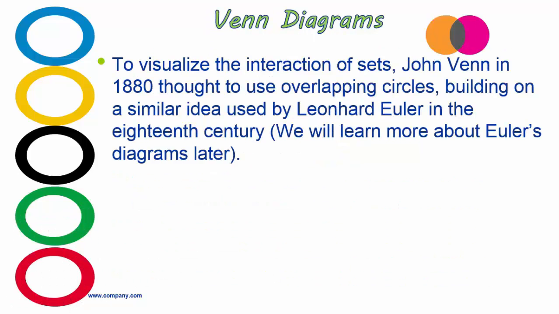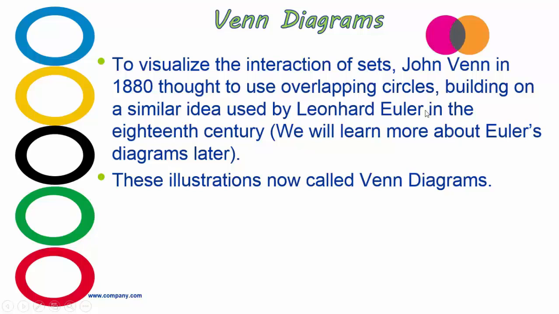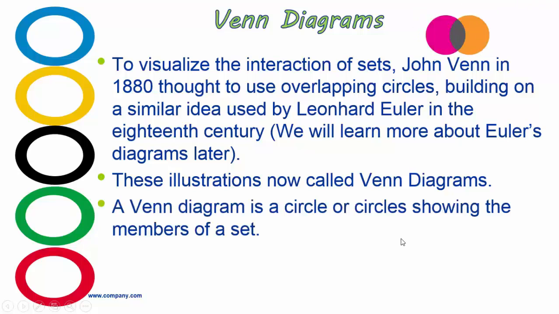To visualize the intersection of sets, John Venn, in 1880, thought of using overlapping circles, building on a similar idea used by Euler in the 18th century. We will learn more about what Euler did, and these are called Euler diagrams, a little bit later. These illustrations are called Venn diagrams.